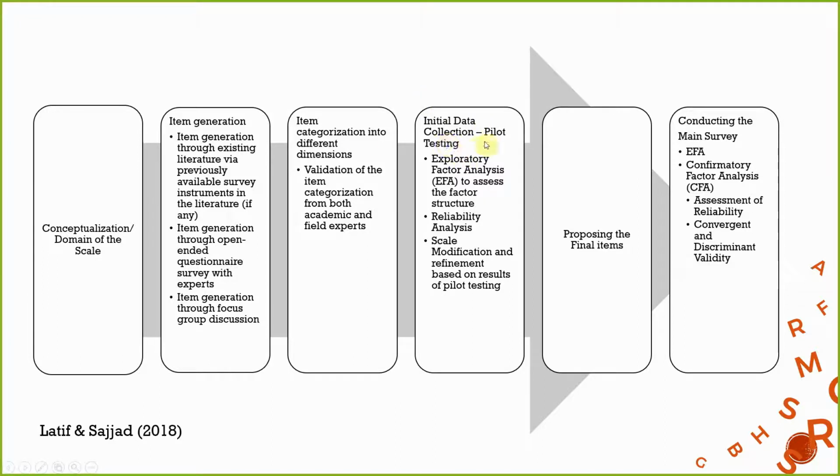Then we go for initial data collection, pilot testing, and then conduct exploratory factor analysis to see whether the items that we have generated and the categorization that we have done actually stand or not. So once you have collected the data, you have to validate your own categorization. If it's validated, we go for reliability analysis, validity, and we propose our final items. And once the final items are proposed, we go for our main study and then do EFA again and see whether this EFA and the initial EFA are similar.